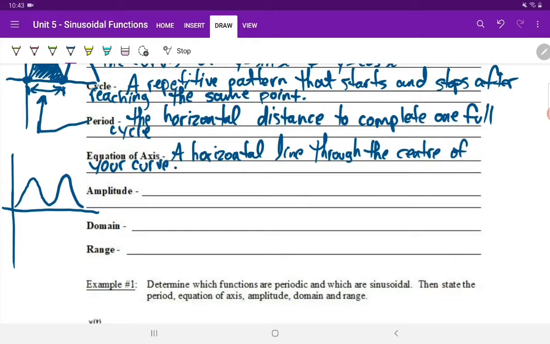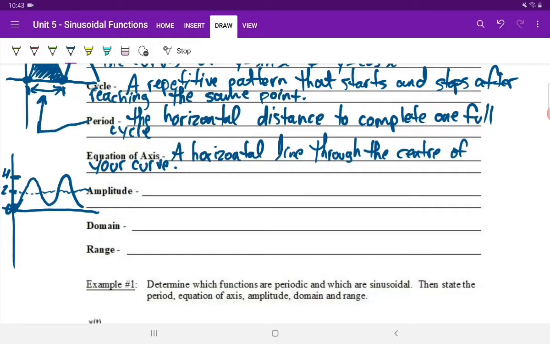And so here's what I mean by that. Suppose this curve went from a minimum, let's say it went down to 0 here, and it went to a maximum of 4. Your equation of axis would go right through the middle of this curve at 2. So you take your minimum and your maximum, add them together, and divide by 2.